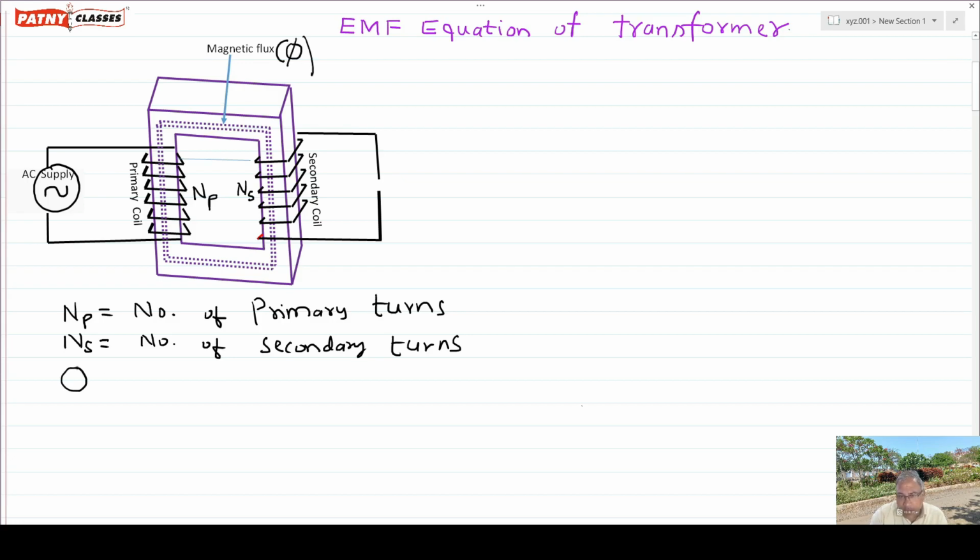Now let us say the maximum flux, because the total flux is not always linking; a little bit of flux is wasted. So the maximum flux linking with the iron core is called the maximum flux. Maximum flux in the iron core.